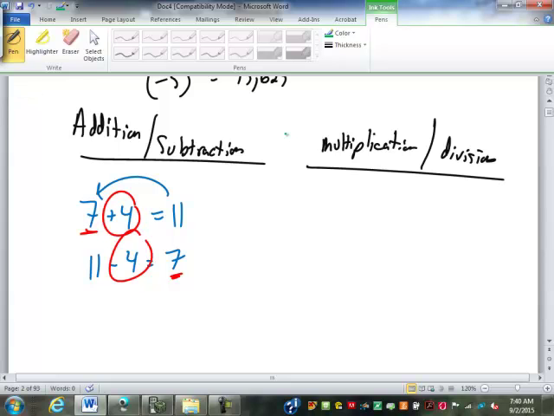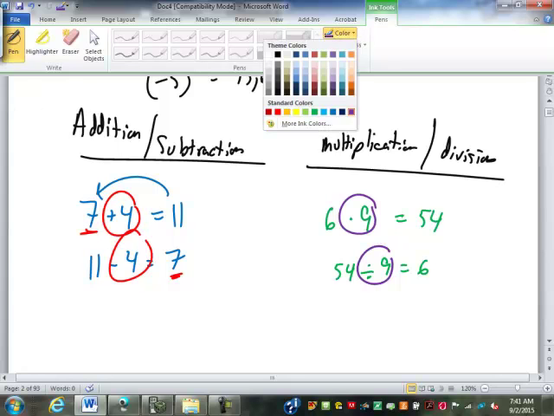Give me another number between 5 and 10. 6, another one. 9. 6 times 9 is 54. If I want to get from that 54 back to 6, what do I have to do? Divide by 9. So again, we see here, multiplying by 9 and dividing by 9 will reverse each other, cancel each other out. They're inverses.